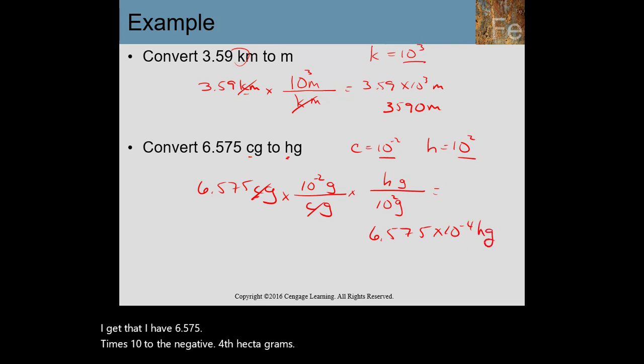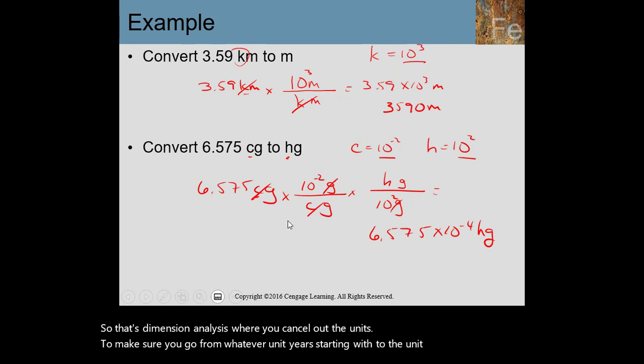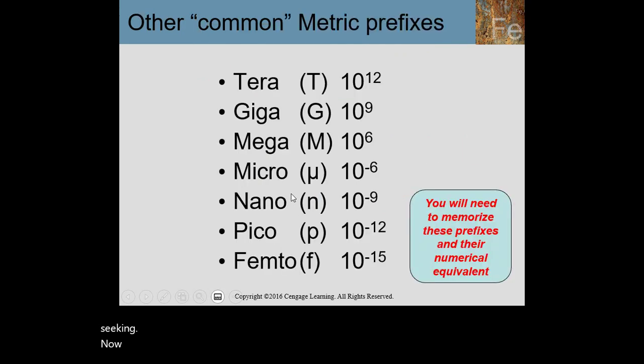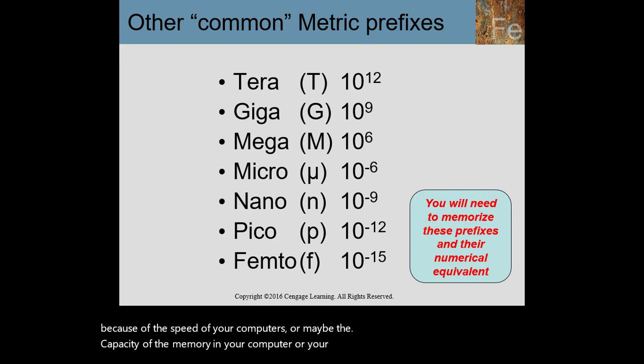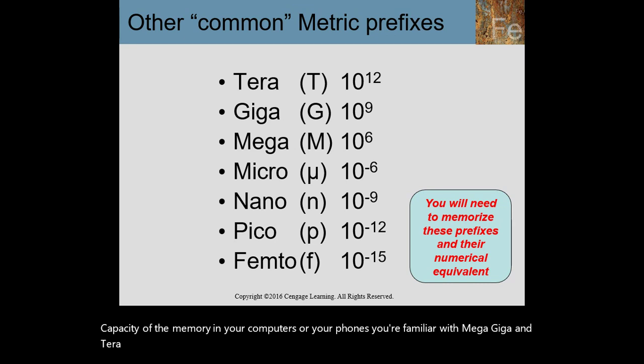Okay, so that's dimensional analysis, where you cancel out the units to make sure you go from whatever unit you're starting with to the unit you are seeking. Now, here are some less common prefixes, but some of them are moderately common. Since we have computer technologies, you've become much more aware of the megas, the gigas, and the teras because of the speed of your computers, or maybe the capacity of the memory in your computers or your phones. You're familiar with mega, giga, and tera. Mega is a million, giga is a billion, and tera is a trillion, or 10 to the 6th, 10 to the 9th, and 10 to the 12th.